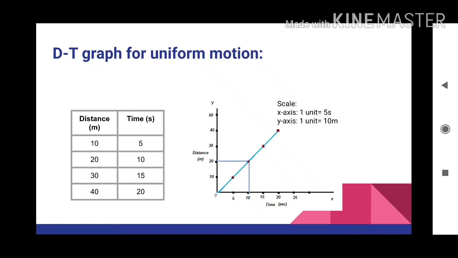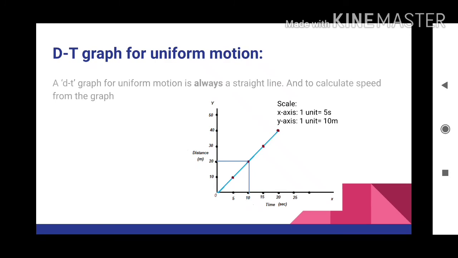Sometimes you just need a graph to say whether the object is exhibiting uniform motion or non-uniform motion. Just look at it. If it is a straight line, it is uniform motion. If it is not a straight line, then it is non-uniform motion. So that is what it says here. A distance time graph, or a DT graph, in simpler terms, rather than saying distance time all the time, we say DT. A DT graph for uniform motion is always a straight line which is increasing or decreasing.